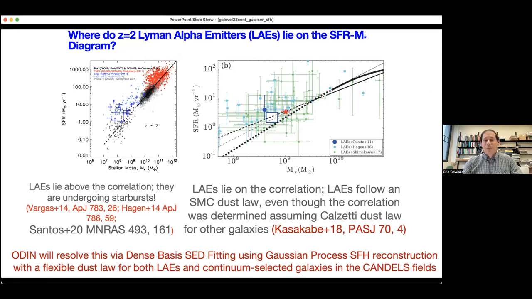Maybe it's not a mystery, but rather systematics of one form or another. So within ODIN, our plan is to approach this very cautiously and to use the Dense Basis star formation history reconstruction method with a flexible dust law that we apply identically to Lyman alpha emitters and the continuum selected galaxies in the CANDELS fields where we have good broadband SEDs all the way across, and to determine for sure where the Lyman alpha emitters lie on this overall diagram.